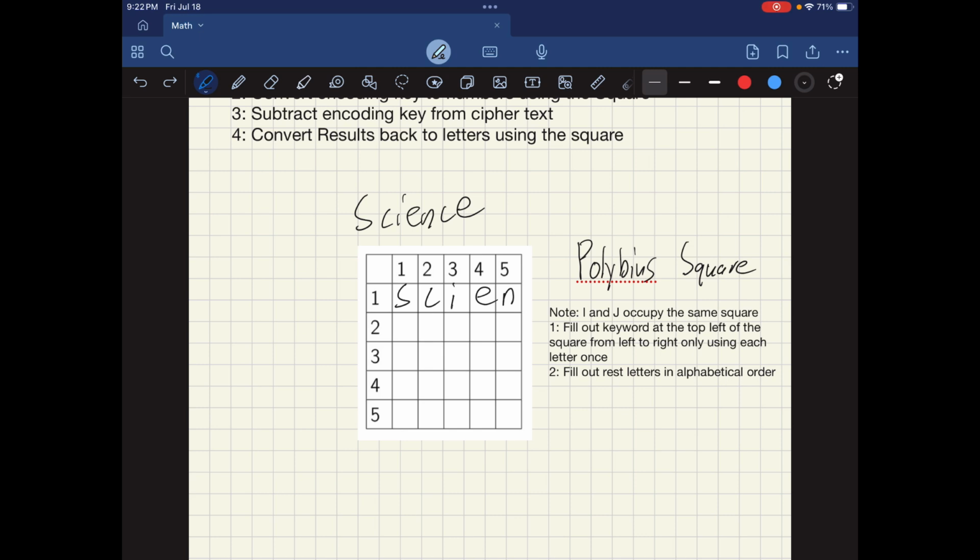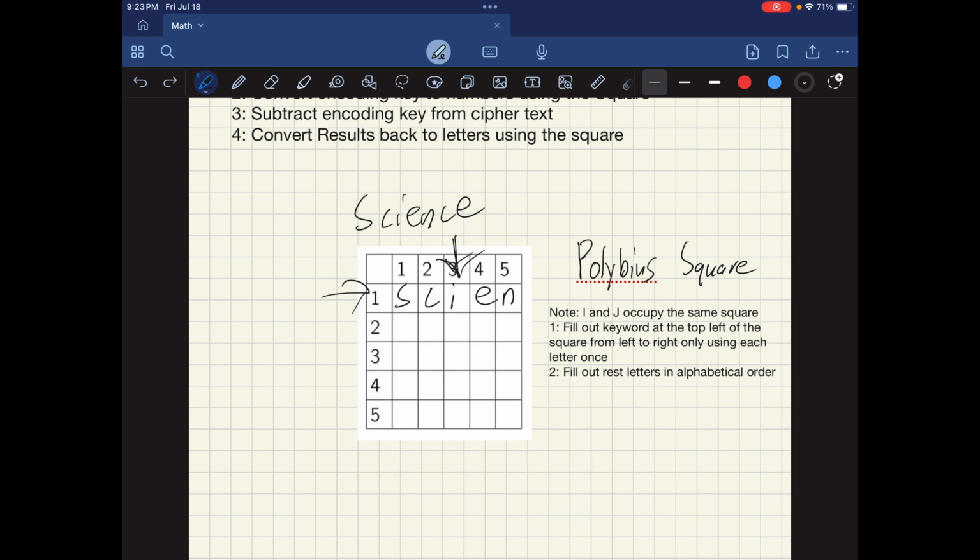Another thing about the Polybius square is that the I and the J occupy the same square. So in this case, we have I in the spot 1, 3, and then the J also occupies the same square. What I like to do, to not be confused later, is to write I/J in this spot. Although, it's not mandatory, it's optional. You just have to remember in your head that J occupies the same square.